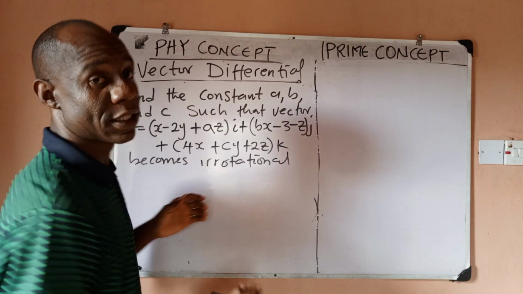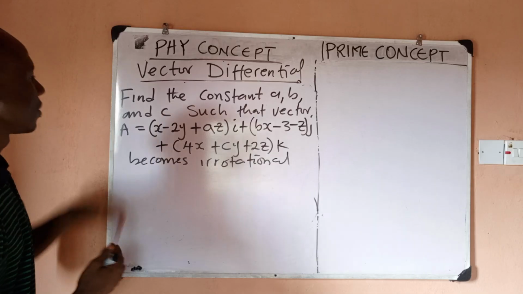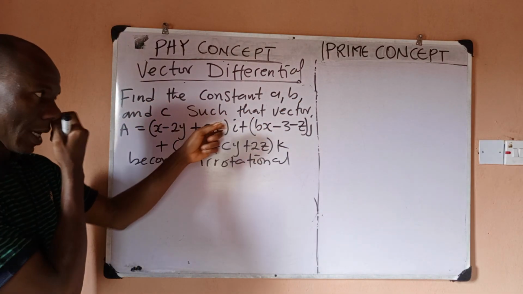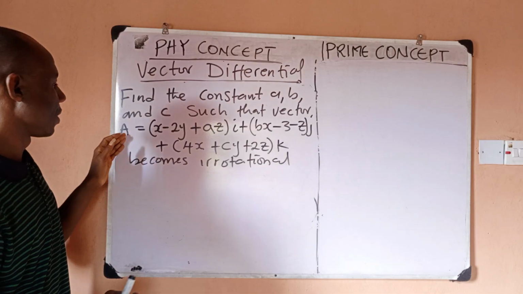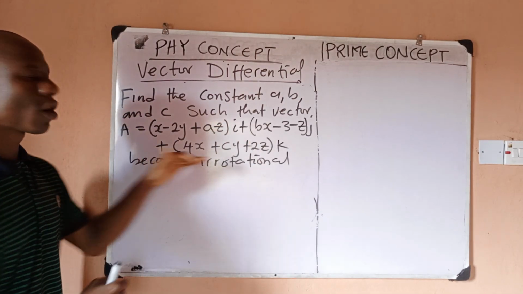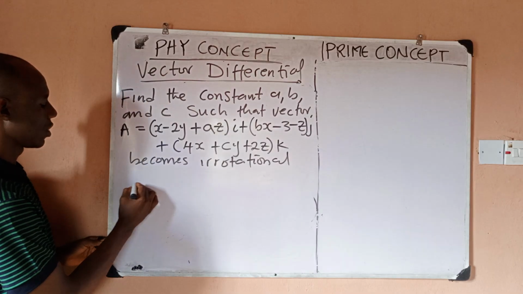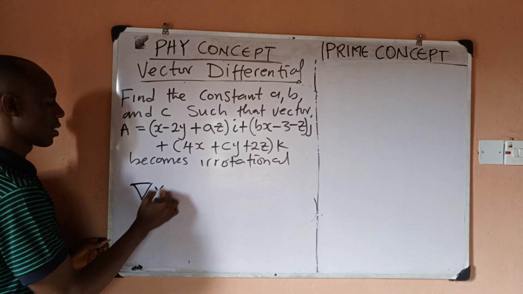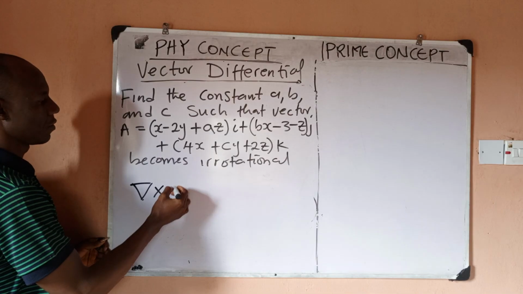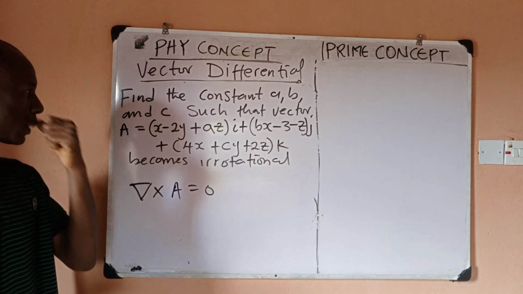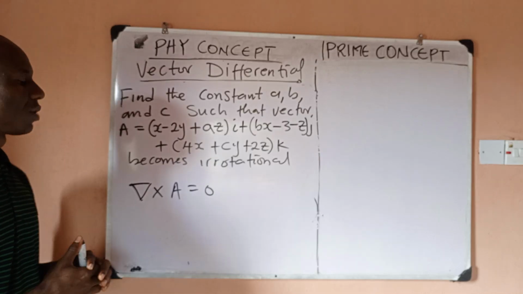Now we have another question again to tackle. They said find the constants a, b, and c such that the vector A equals this becomes irrotational. The condition for a vector to be irrotational is that the curl of that vector would vanish. The curl would be 0.